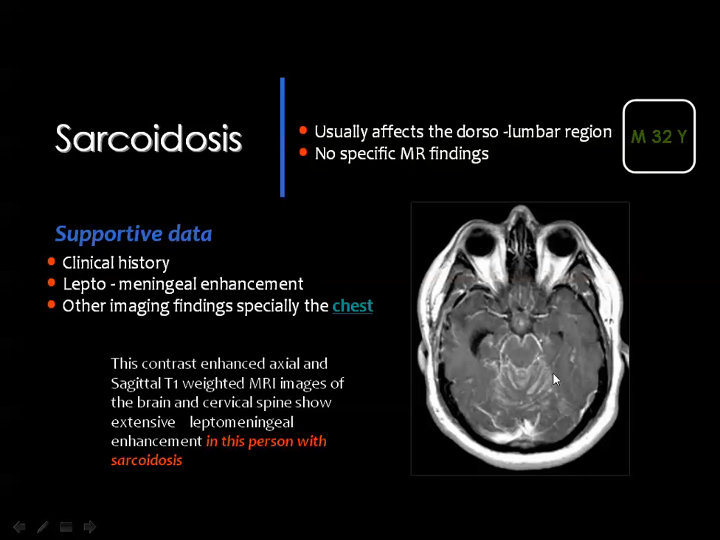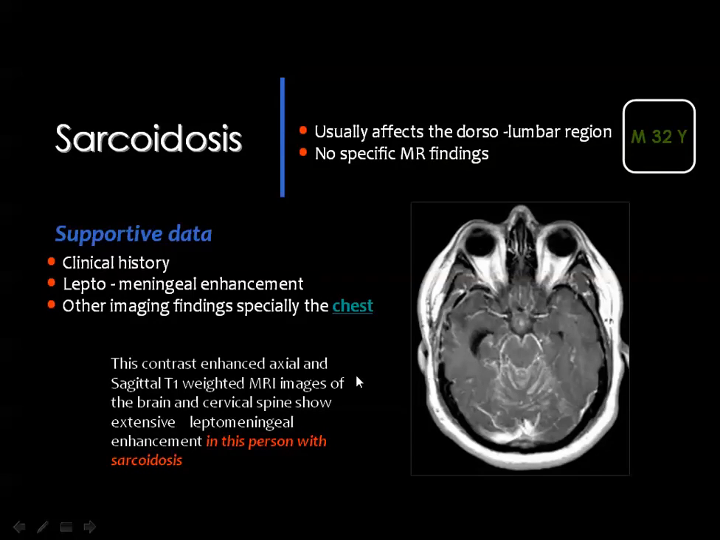Then this appearance is one of the peculiar manifestations of sarcoid, but as I have said, it can occur in other diseases, which is leptomeningeal thickening and enhancement. And you see enhancement along the cerebellar folia, enhancement along the surfaces or the surface of the brain as well. Then in order to reach the diagnosis, as I have said, the clinical history may be helpful and other imaging findings, especially in the chest.